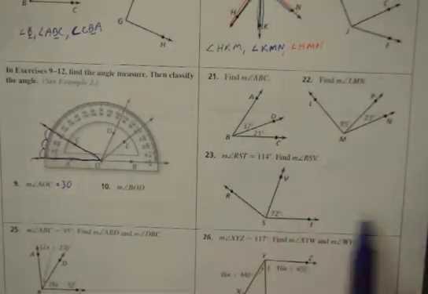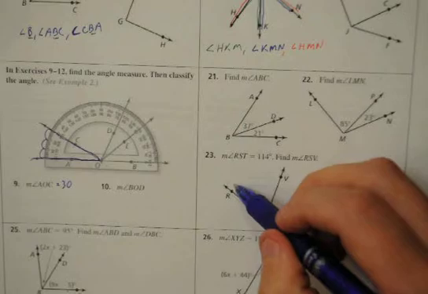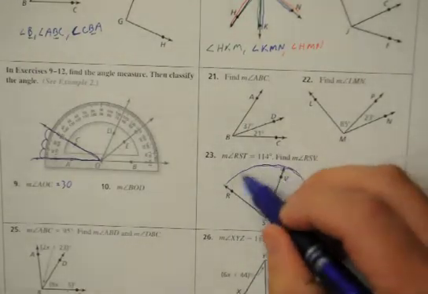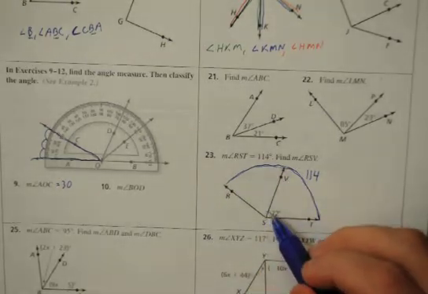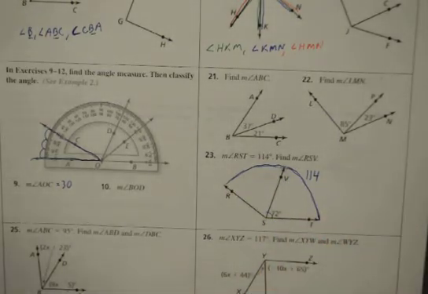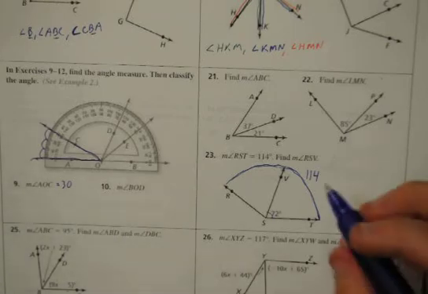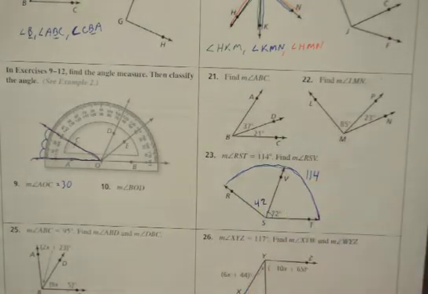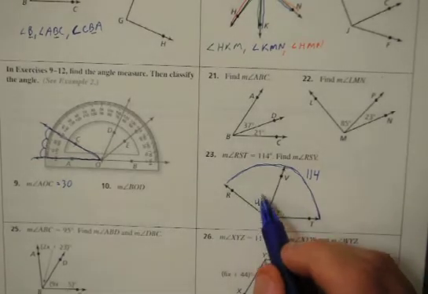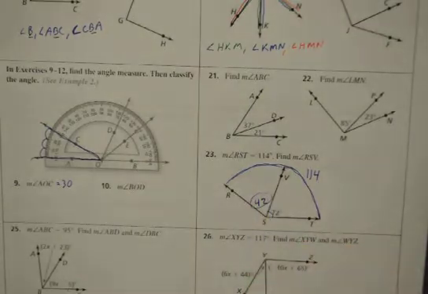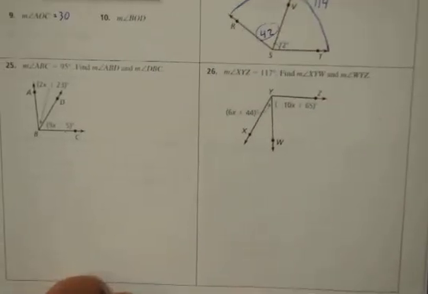Let's do 23. If RST equals 114, so if this whole thing is a 114 degree opening, and this is a 72 degree opening, 114 minus 72 gives you 42, and you should add these together. That should add up to 114. The answer was 42.